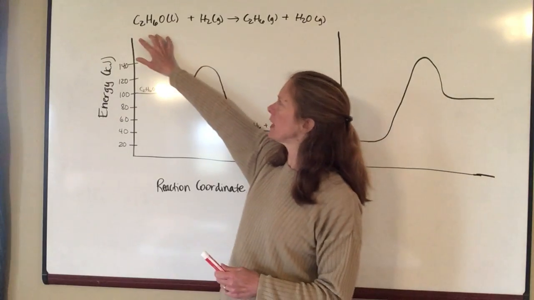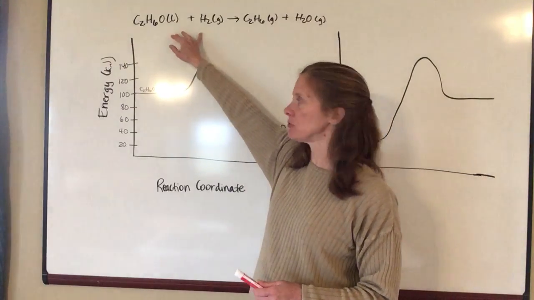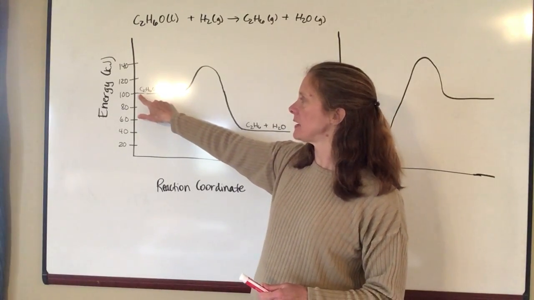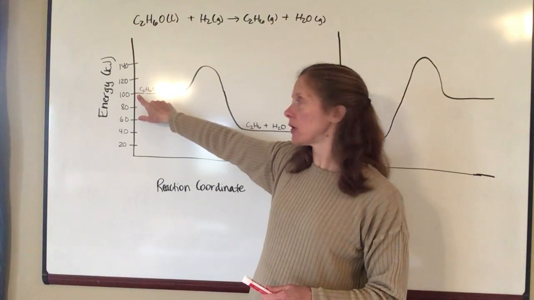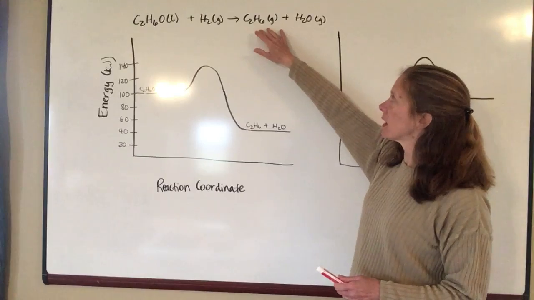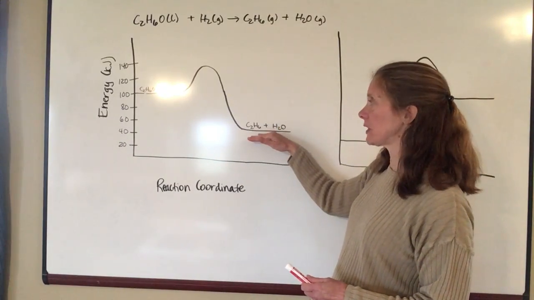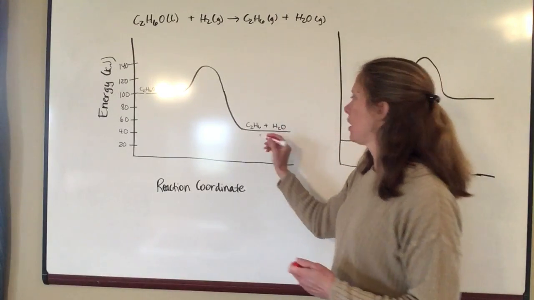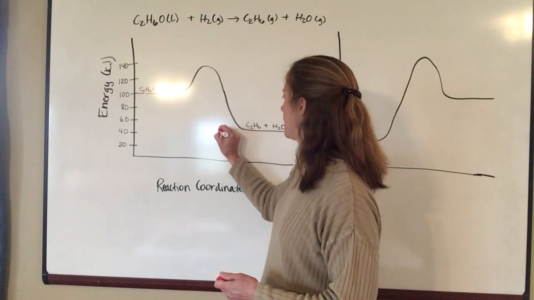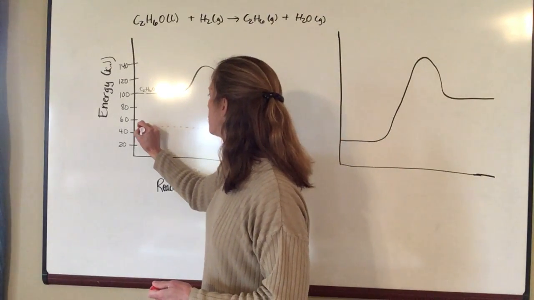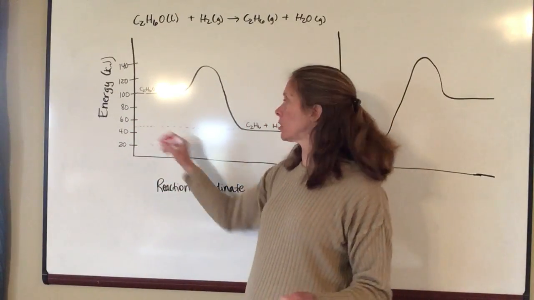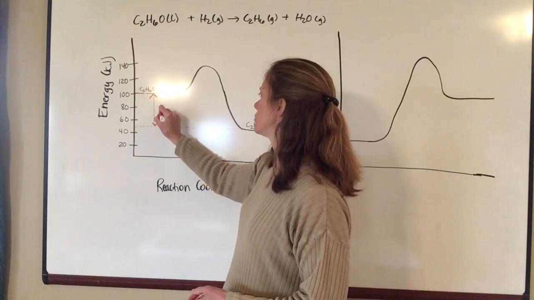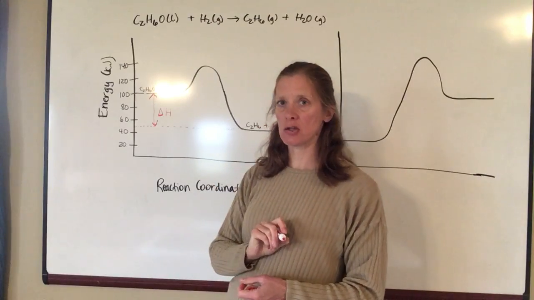So the reactants here are my ethanol and my hydrogen, and they have a level right at 100 kilojoules, and you can see that right here with where that lines up on the y-axis. The products, the ethane and the water, are at a level here. So if I wanted to calculate the delta H for this reaction, what I would do is take this and shove it over this direction so you can see where it would line up along the axis. The distance from here to here is your delta H.